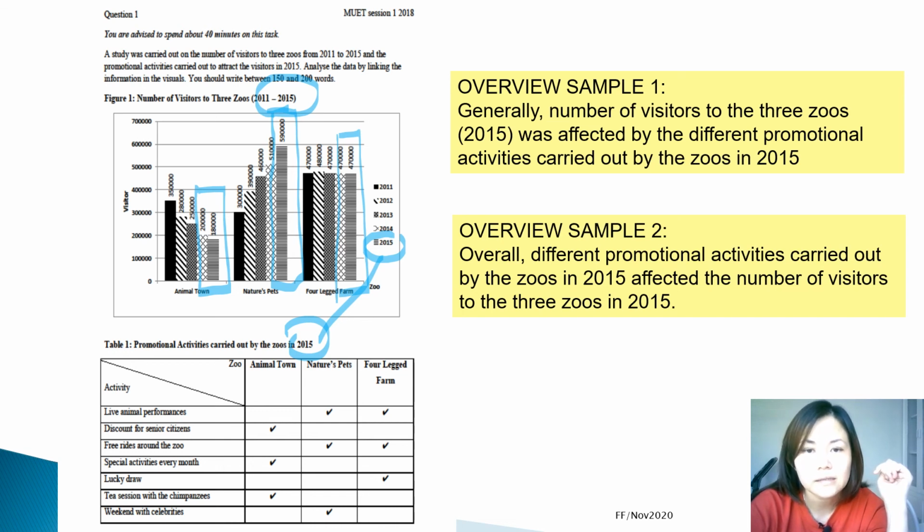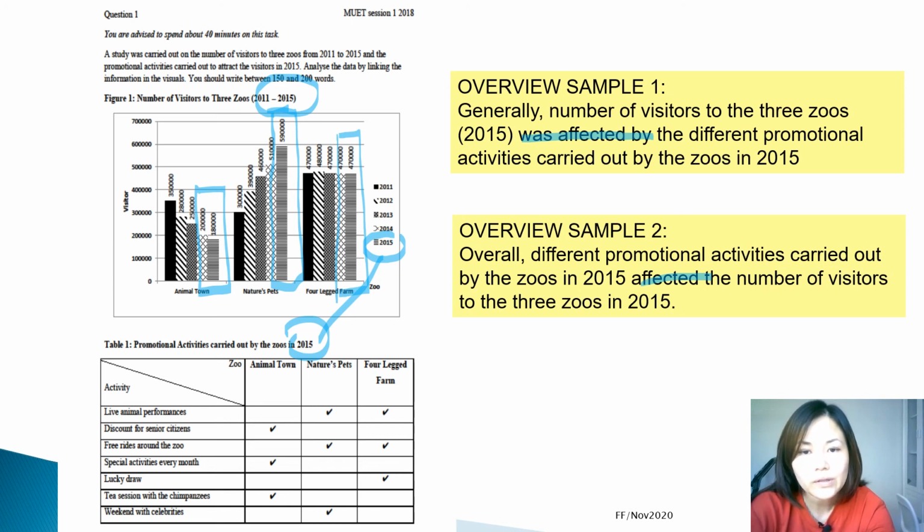So I state the year here: was affected by, so the linking word, different promotional activities carried out by the zoo in 2015. Okay, why do I say different promotional activities? Because they have the same number of activities, but they are different. That's the best explanation. Another example, I would like to put the subject as different promotional activities. Overall, different promotional activities carried out by the zoos in 2015 affected, the linking word, the number of visitors to 3 zoos in 2015. Okay, people.